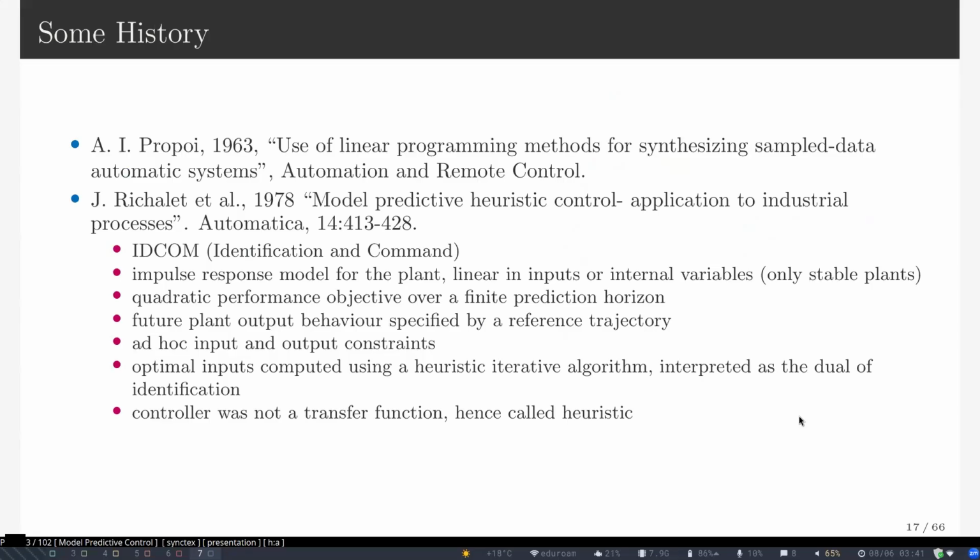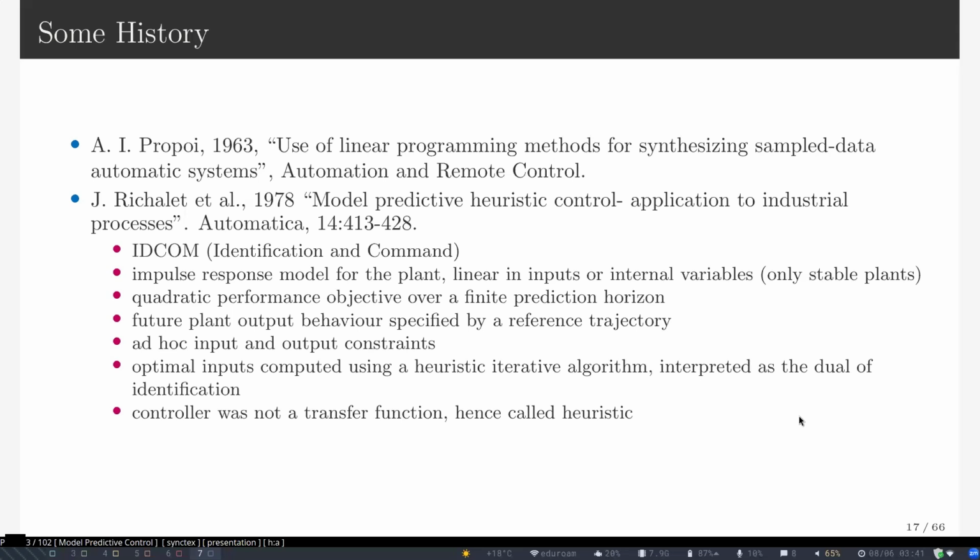Okay, a bunch of history, because it's not a new idea. It's been around for decades. Automation and Remote Control was the Soviet journal, the equivalent of Automatic Control for IEEE. So the first mention of it came there, yet used in a program. And then Richalet had this paper in Automatica in 78. So this is the first time that something like model predictive heuristic control appeared in the Western literature.